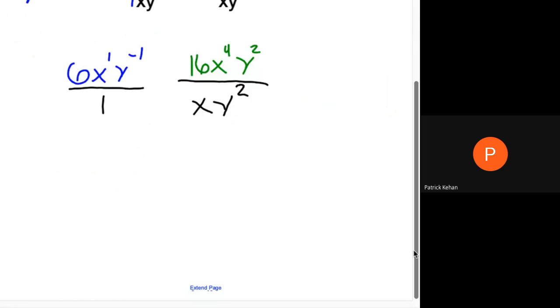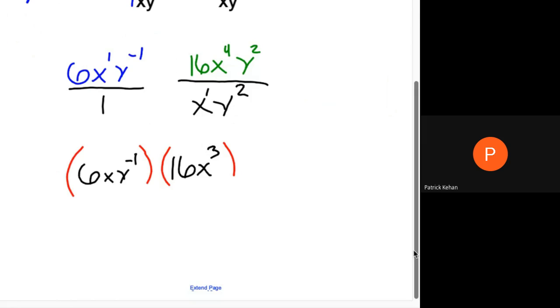I am going to simplify the right fraction one more step, and I'm just going to leave this as 6x to the first y to the negative first. And my right fraction is going to be 16. The x to the fourth in green divided by x to the first right here is going to leave me with x cubed. And then the y squared divided by y squared is going to leave me with a 1. So really this whole right fraction simplifies to 16x cubed. Remember, this is all multiplication, right? So I'm still multiplying these two together.